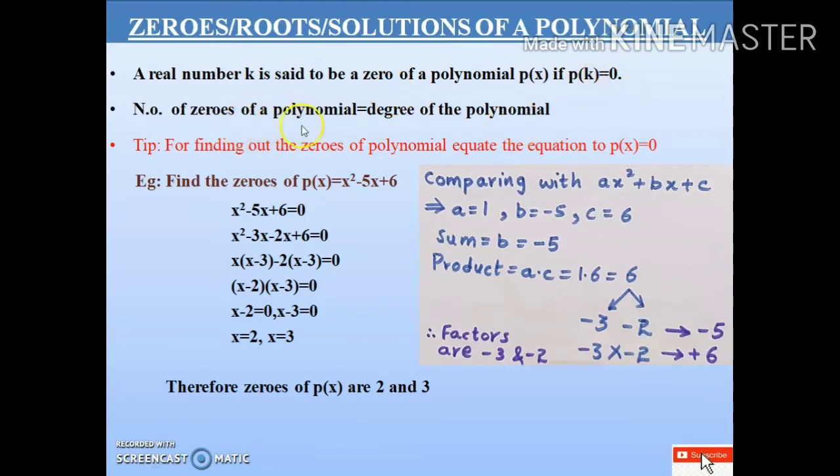And how many zeros will a polynomial have? It depends on the degree of the polynomial. For example, a cubic polynomial will have 3 zeros. Why? Because the degree of a cubic polynomial is 3.